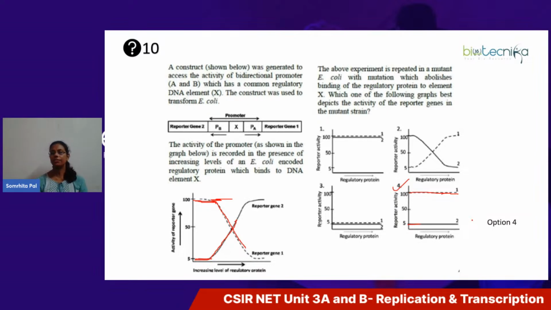Okay? No, not 3. Because look here. The basal transcription level itself is at this position. For gene 2, it is down. For gene 1, it is up at the top. So wherever it is, the basal transcription will be maintained only. There will be no other modification.